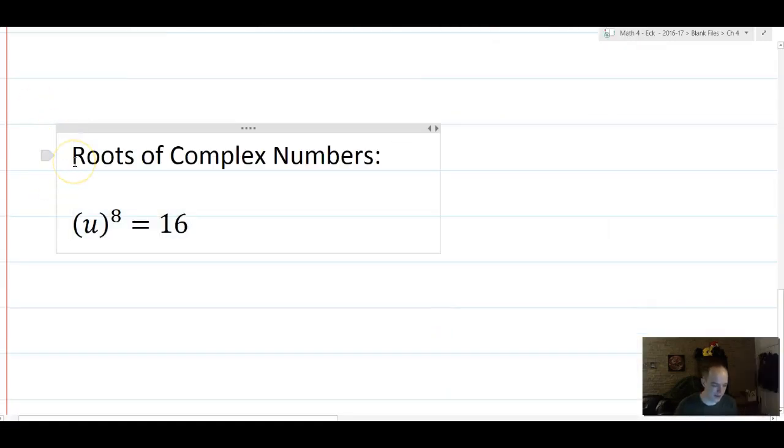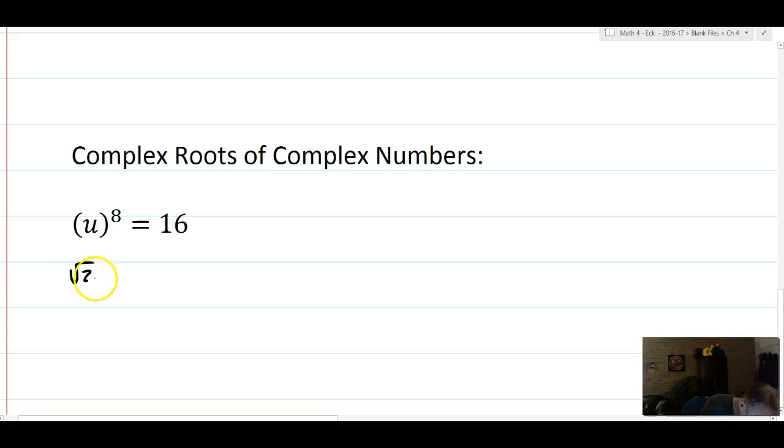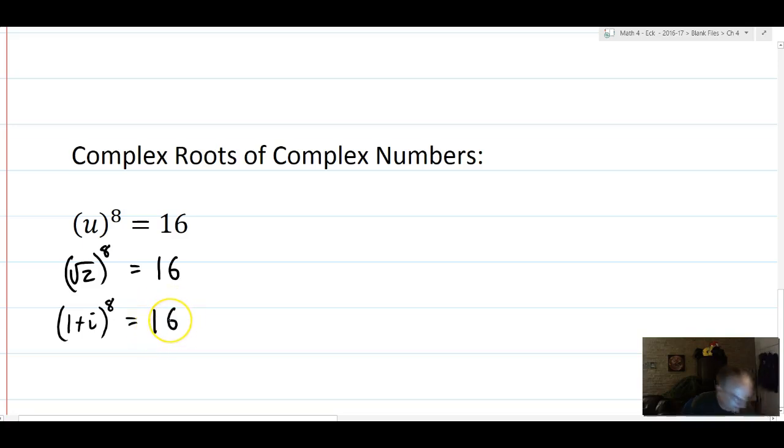So now we're going to take that process in reverse. We have just solved an equation of the form u to the 8th equals 16. Our original u was 1 + i, and we did this whole power, and we got 16. I wonder what other solutions there are to this equation. I can think of one right now. Square root of 2 to the 8th equals 16. True? Let's see. Then (1 + i) to the 8th also equaled 16. Very strange. So it seems like this number u could have many possible solutions. I wonder how many there could be. Well, the theorem that we called the fundamental theorem of algebra.